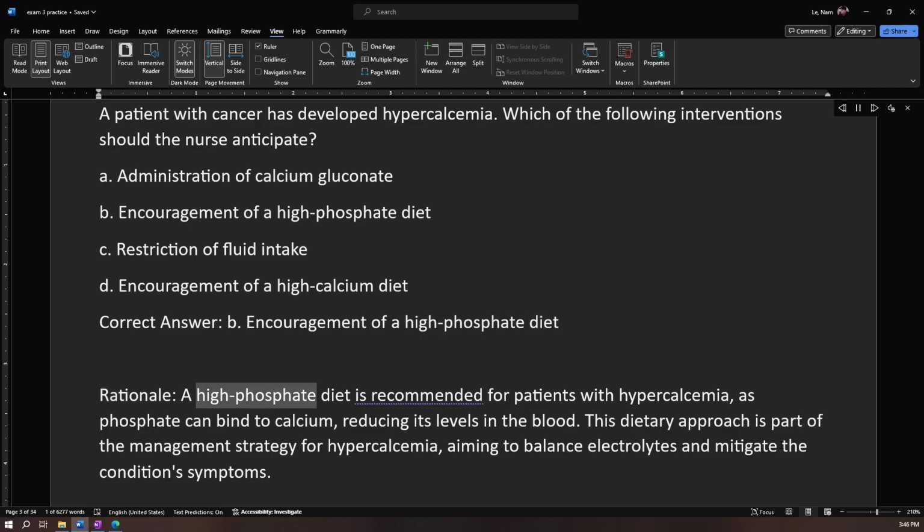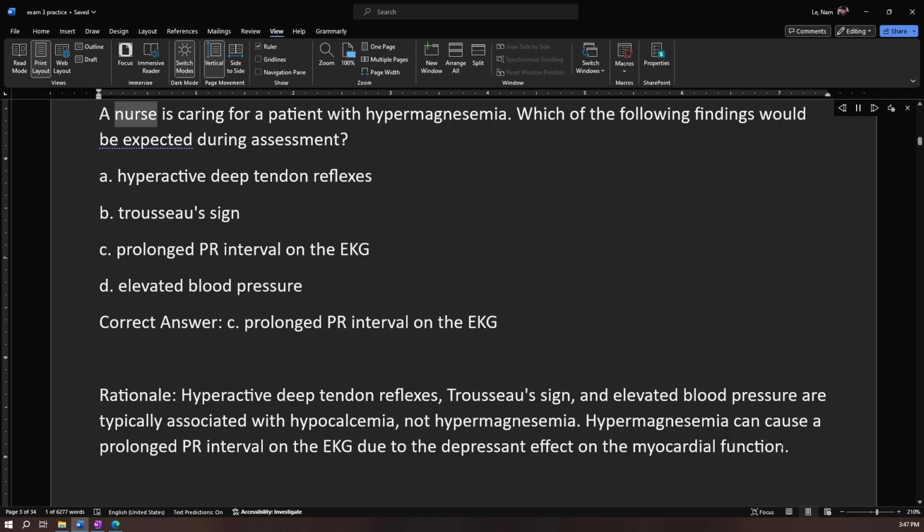Rationale: a high phosphate diet is recommended for patients with hypercalcemia as phosphate can bind to calcium, reducing its levels in the blood. This dietary approach is part of the management strategy for hypercalcemia, aiming to balance electrolytes and mitigate the condition's symptoms. A nurse is caring for a patient with hypermagnesemia. Which of the following findings would be expected during assessment?